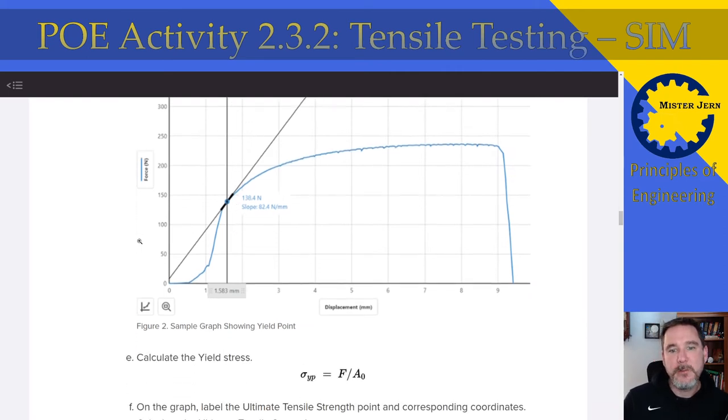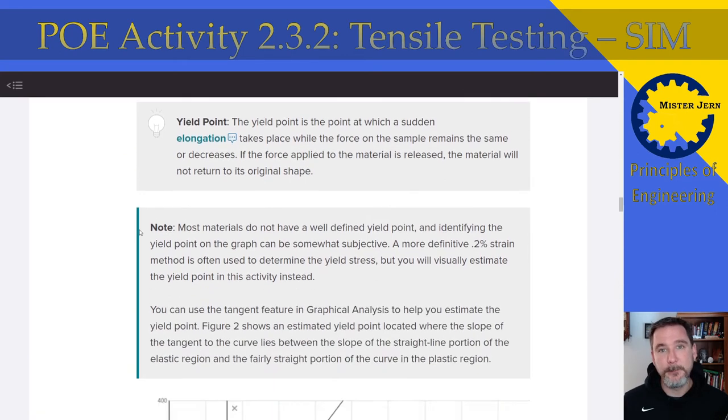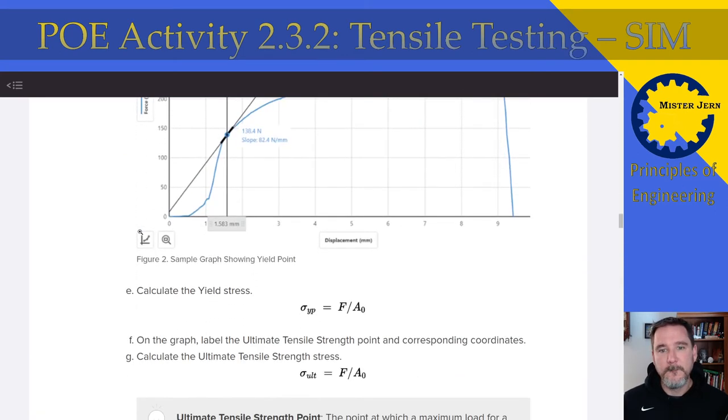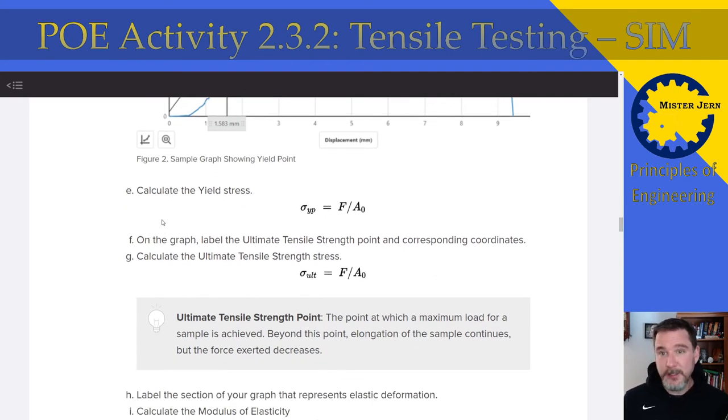Okay, so that is letter D, just label the yield point. Make sure it's pretty clear. Okay. Letter E, calculate the yield stress. Once again, Greek letters, is that crazy, right? I can't do this. No, you can do this. Just look at this. So we want the yield stress. Here's that sigma again, meaning that's the stress, okay?